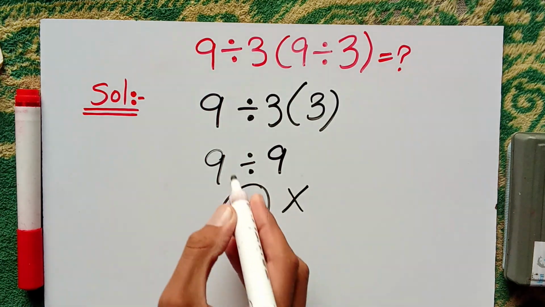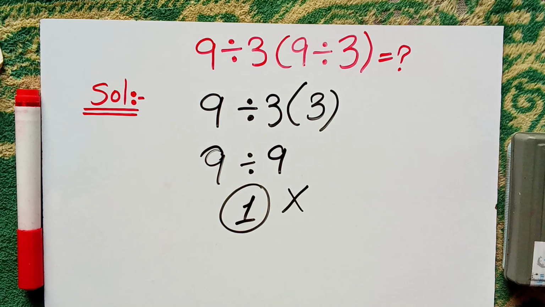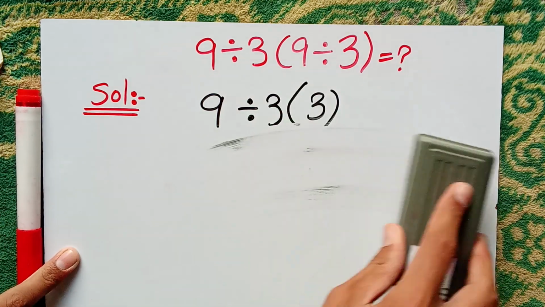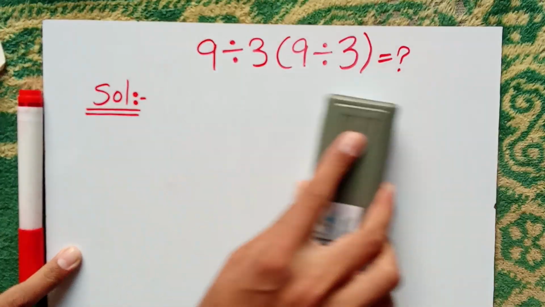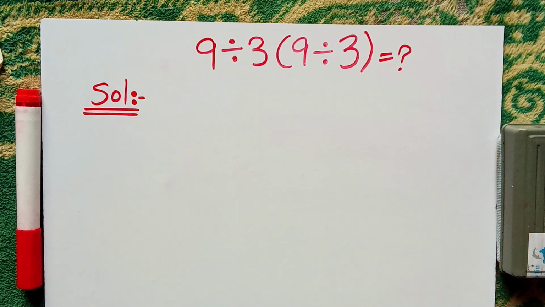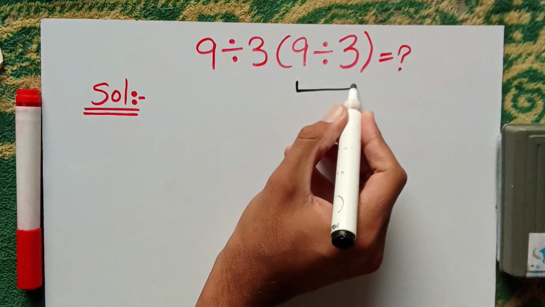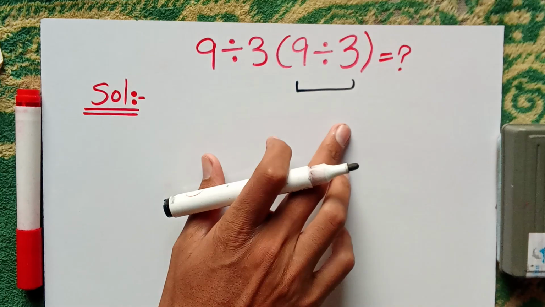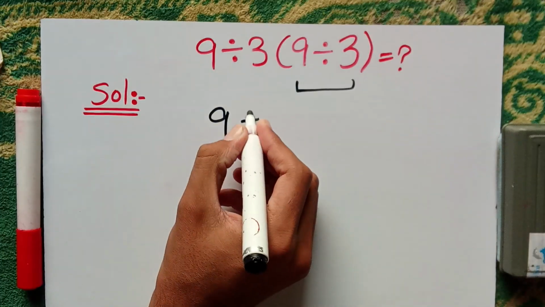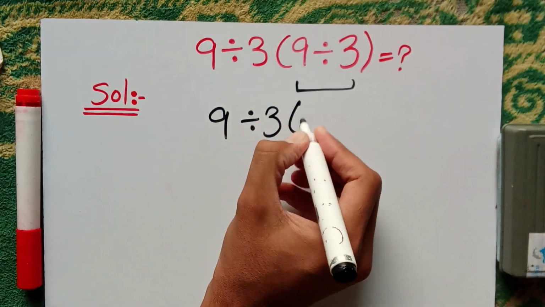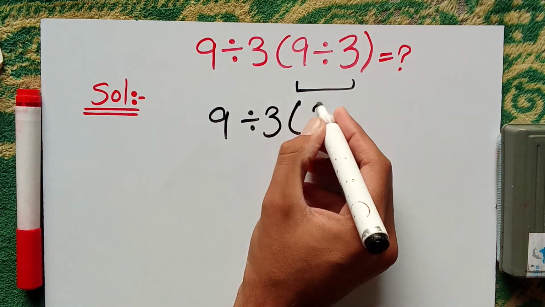But this answer is absolutely wrong because of the order of operations, which is called PEMDAS, which says that parentheses have higher priority than other operations. So firstly we solve the parentheses. So 9 ÷ 3 equals 3.